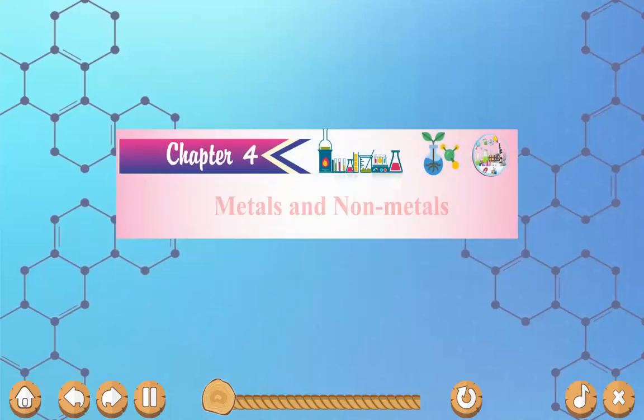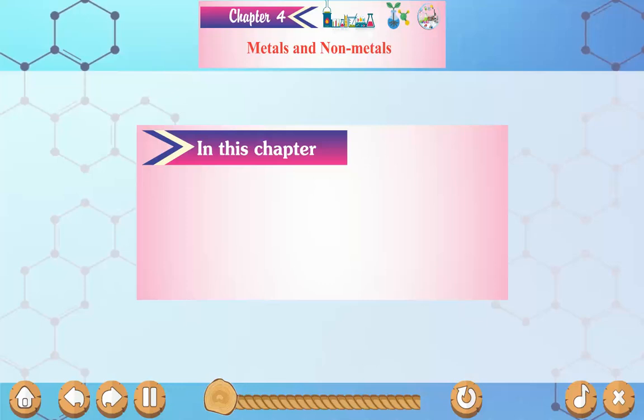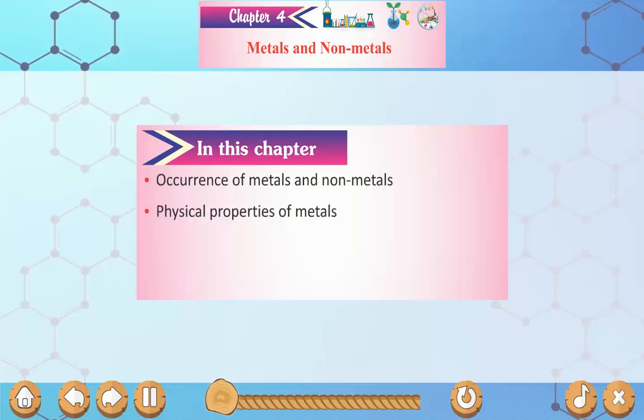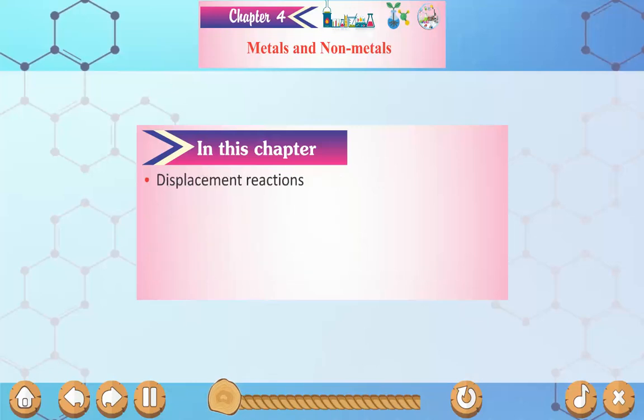Chapter 4, Metals and Non-Metals. In this chapter: occurrence of metals and non-metals, physical properties of metals, physical properties of non-metals, chemical properties of metals and non-metals, displacement reaction, uses of metals, uses of non-metals, noble gases.